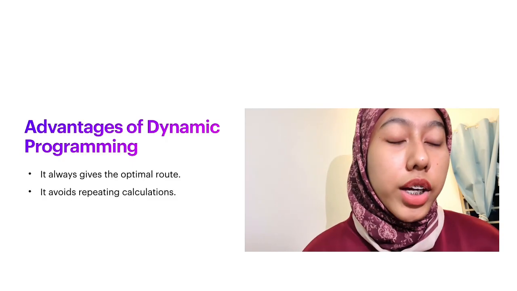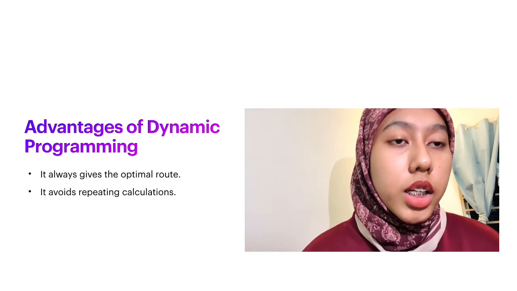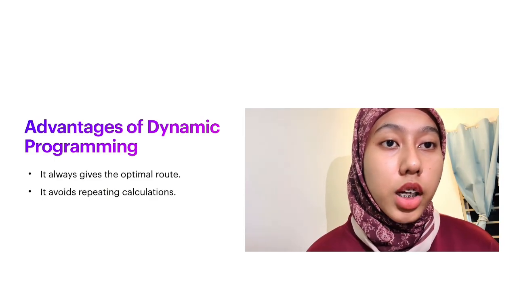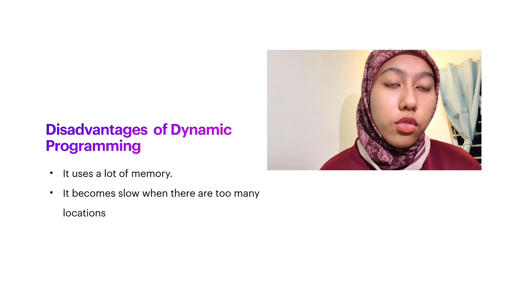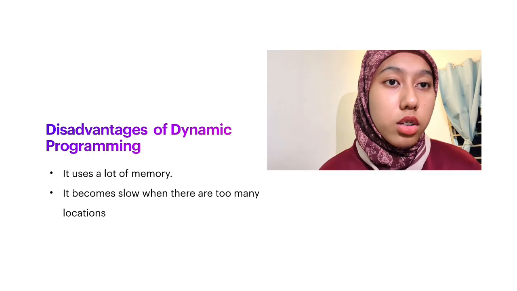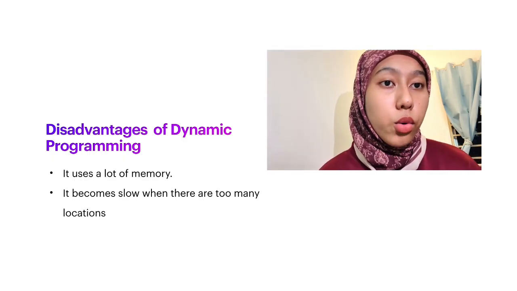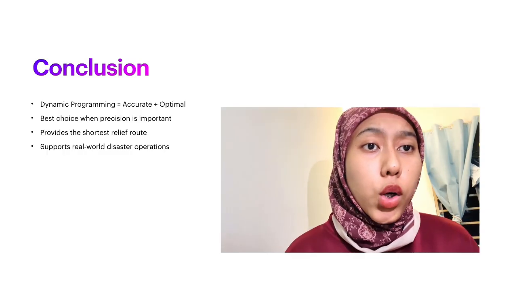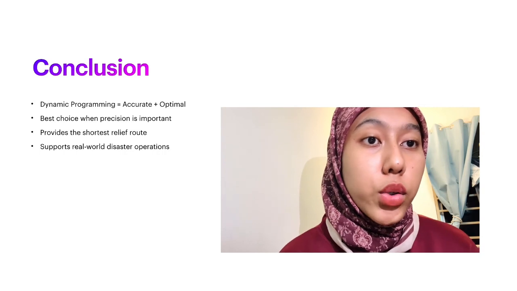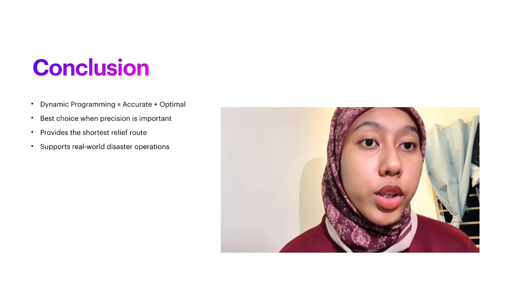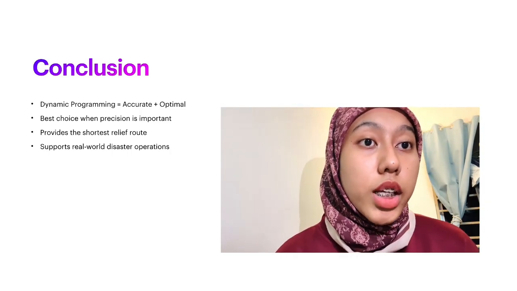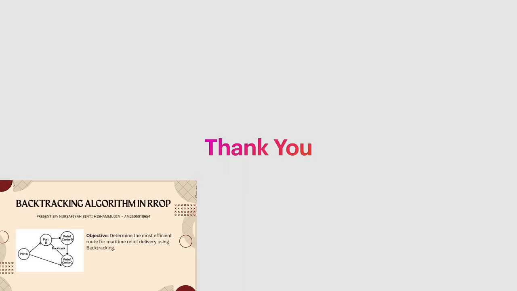As for the advantages, dynamic programming has a clear strength. It always gives the optimal route and it avoids repeating calculations. However, it also has limitations. It uses a lot of memory and it becomes slow when there are too many locations. In conclusion, dynamic programming is one of the most accurate methods for RROP. Even though it requires more resources, it's very important when delivering relief supplies because the shortest route can save time and lives. So that's all from me for dynamic programming.